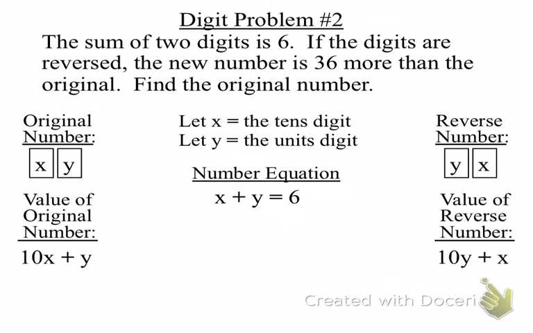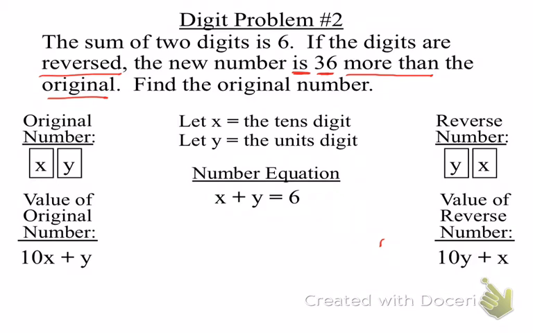Good. So now, what are the words that I'm underlining? Reversed. More than. What about 36? More than original. Those are the words that are telling us what to write. So what is the second equation? What do I write for reverse? Somebody else that I haven't heard from?